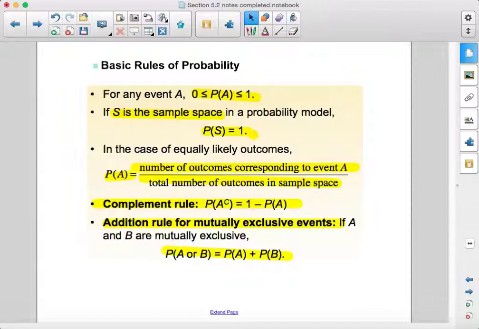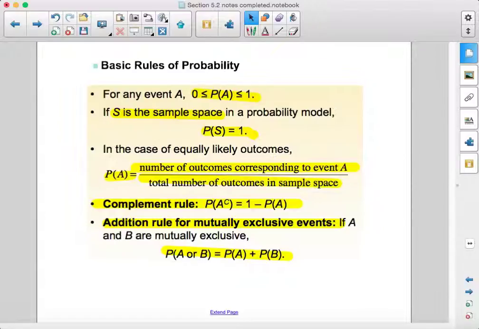Next, the complement rule to find the probability of a complement. That's like when we were looking at that past example to find the probability that the sum of the two die was not 5. You just take 1 minus the probability the sum is 5. So just looking at the opposites, complements are just opposite events.